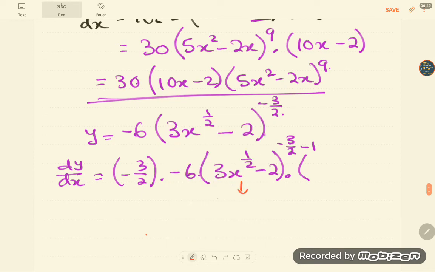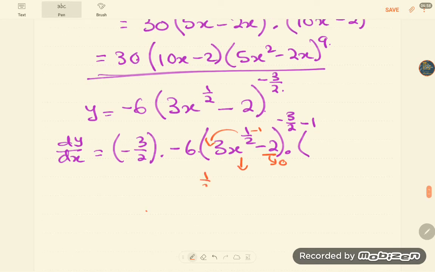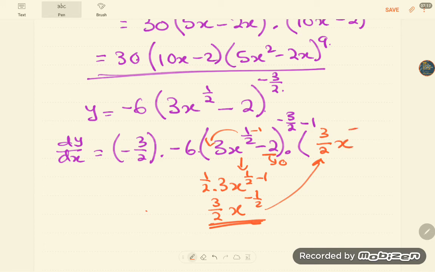So when I differentiate this, minus 1. And we know that the derivative of a constant is 0. So that will give us a half dot 3 x to the power a half minus 1. That would essentially give us 3 over 2 x to the power minus a half. Minus 0, if you will. So this is our derivative of what's inside there. That's essentially what we're going to put in there. 3 over 2 x to the minus half.